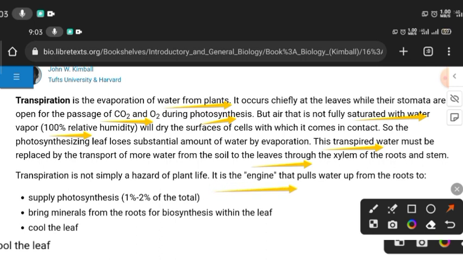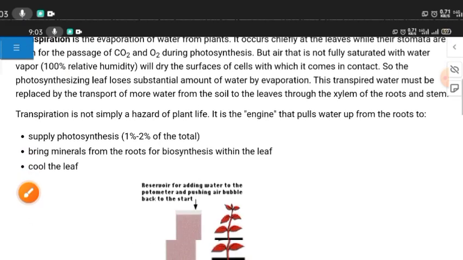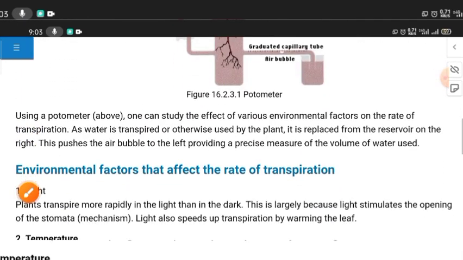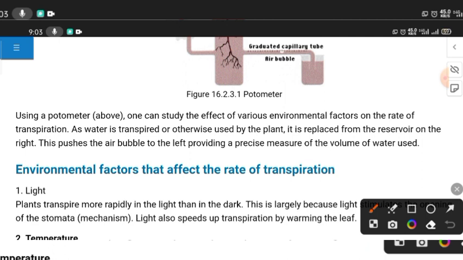It is the engine that pulls water from the roots to supply photosynthesis, 1 to 2% of the total, bringing minerals from the roots for photosynthesis and biosynthesis within the leaves, and cooling the leaves. All these are the uses of water which is transpired.